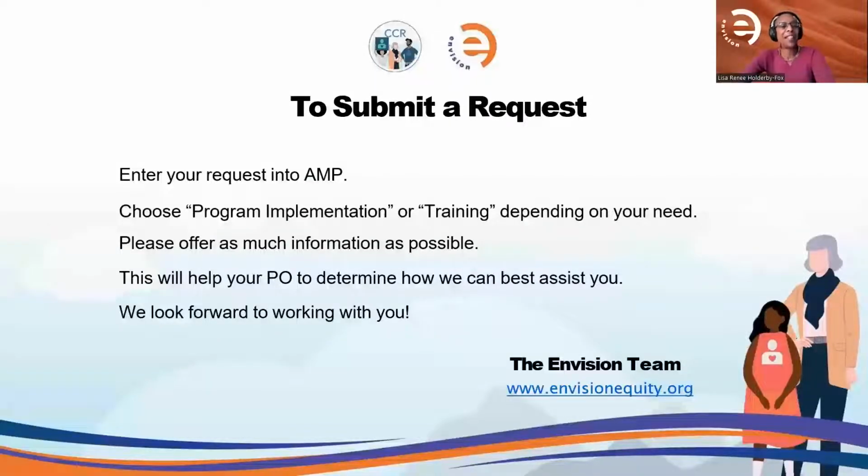We're very excited to work with you, and using AMP is the best way to have your TA needs met. To submit a request for Envision TA, once in AMP, please select either program implementation or training, depending on your need. It's going to be important to include as much information in your request as possible. This will assist your project officer to determine how Envision can best assist you.